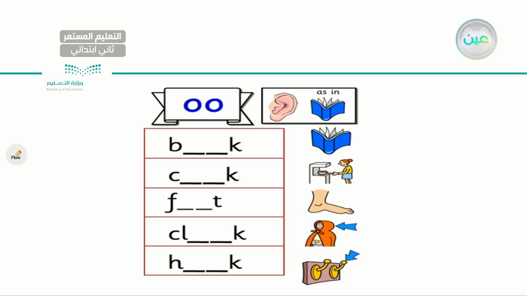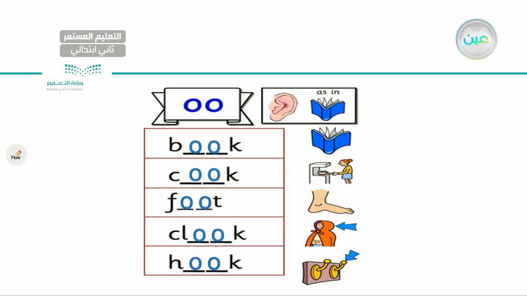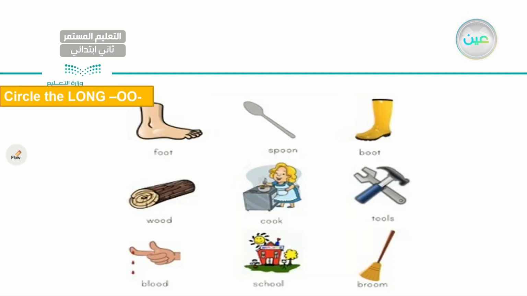Okay? Now, let's try to fill in this and then let's read the words. Let's try to add double O. Book, cook. What about the third one? What do you think the word is? Foot, clock, and hook. So I have double O and they sound short O's. Book, cook, foot, clock, and hook. Very good.